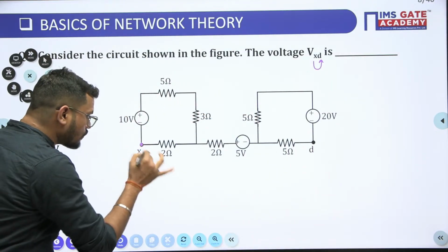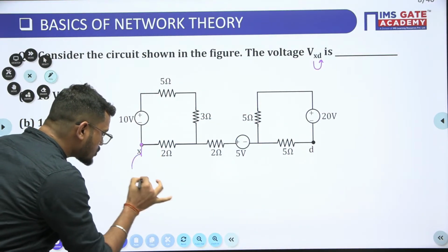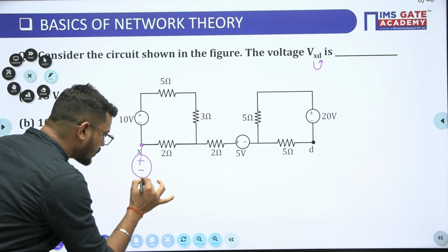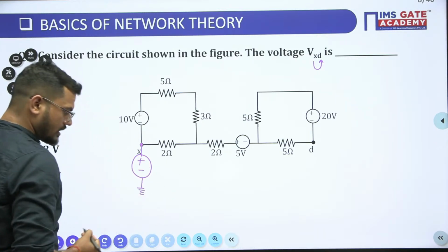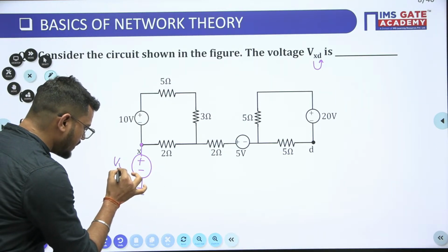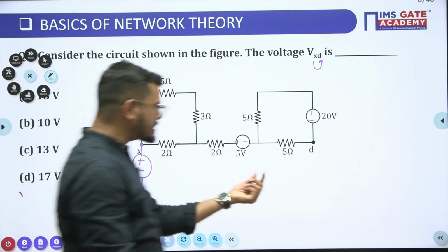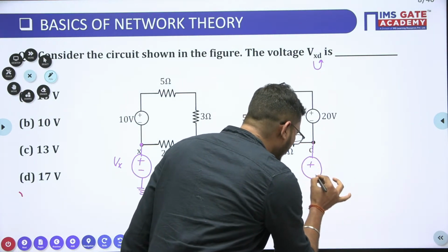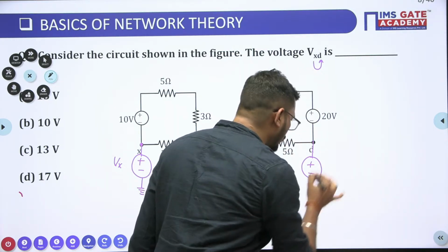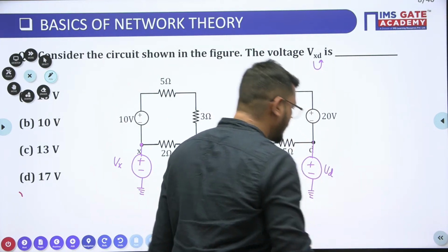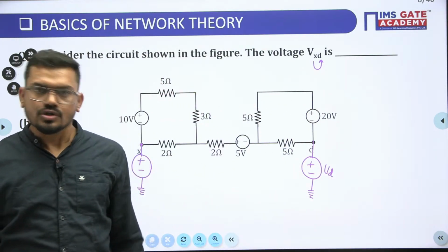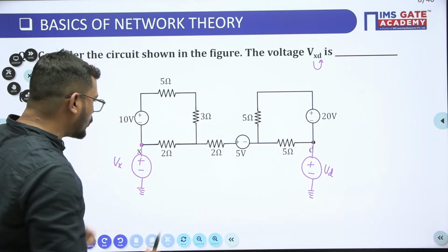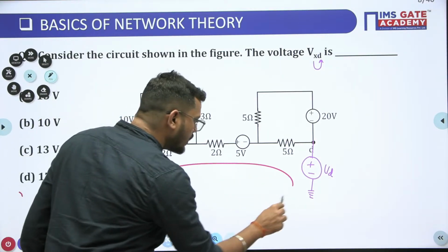So this is the node voltage only, and node voltage is always defined with respect to ground. What is ground? This. So this voltage is nothing but Vx. What about this, guys? This is again a node voltage, so it will be defined with respect to ground. So this is nothing but Vd. Is it clear?